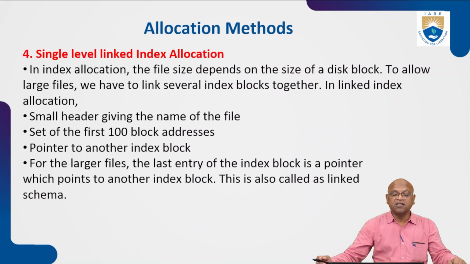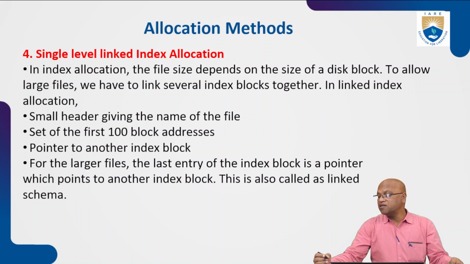The next allocation method is single level linked index allocation. In indexed allocation, the file size depends on the size of the disk block. To allow large files, we have to link several index blocks together in a linked index allocation. There is a small header giving the name of the file, then the first 100 block addresses, and the last entry is pointed to another index block. So for larger files, the last entry of the index block points to another index block, because if the block size is small and the file size is large, the file has to be saved across more blocks.